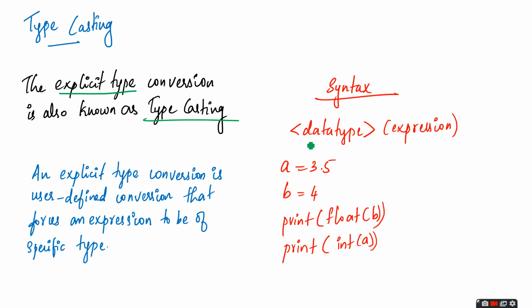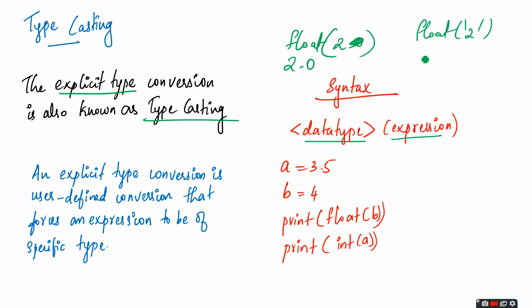The syntax is, first we have to write the data type, then we have to write the expression. Suppose I want to get the result in float. First we have to write the data type float. After that we have to write the value, 2. Then we will get the result as 2.0. Or we write float 2, then we will get the result as 2.0. So syntax means the format for writing the explicit conversion. First we write the data type, then we write the expression.